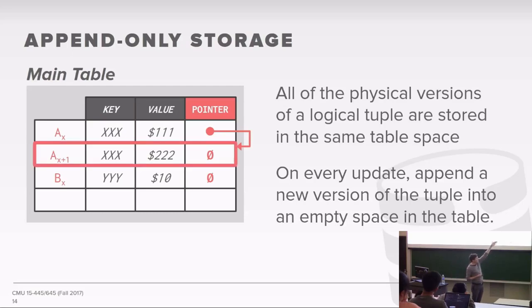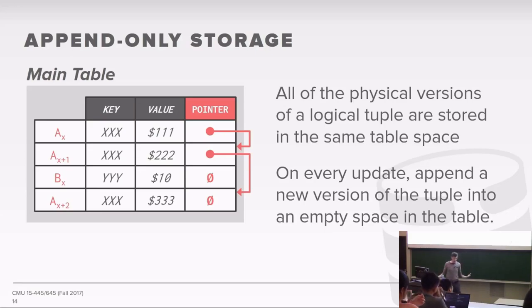So say we update object A, and so now we want to make version AX plus 2. So we just copy down the data and then overwrite it with our new values. But then we have to go back and update the pointer that used to point to the newest version to now point to our new version. So again, if you want to do a lookup on object A, you follow the index, you would first land on version AX, check the timestamps. If it's not visible to you, you keep following the version chain until you find the one that actually is visible to you.